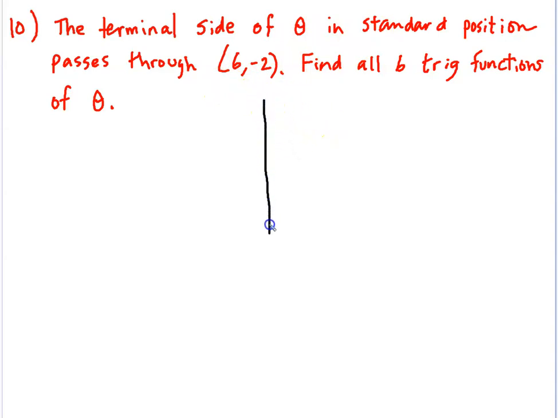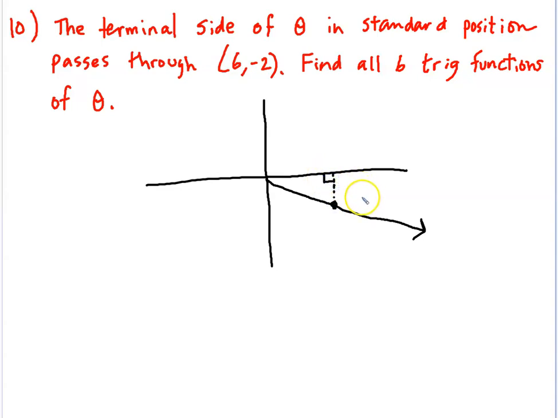So let's just do a little sketch. And we'll plot 6, -2. I'm just going to say 6, -2 is right there. And there's my terminal side going through 6, -2. I'm going to drop a vertical line down so I can form a right triangle. So this side would be 6 because I went right 6. This side would be 2 because I went down 2. And so I have to find the hypotenuse.